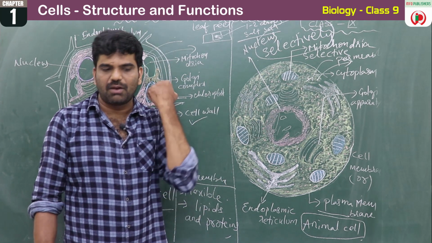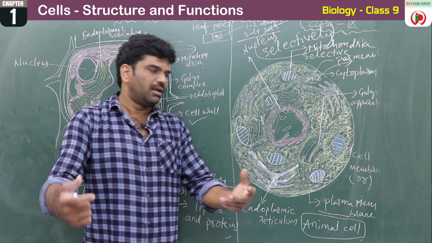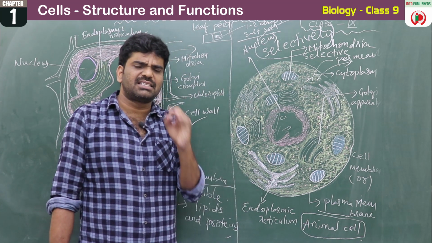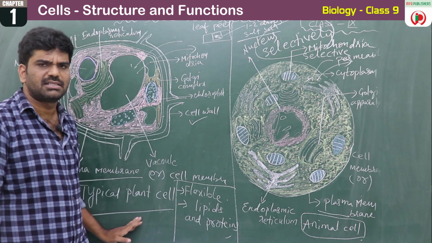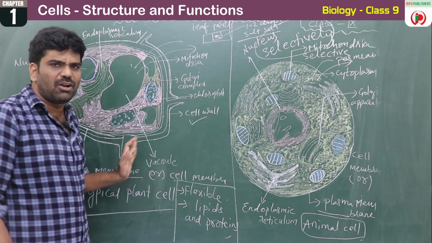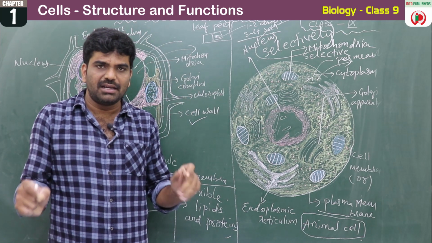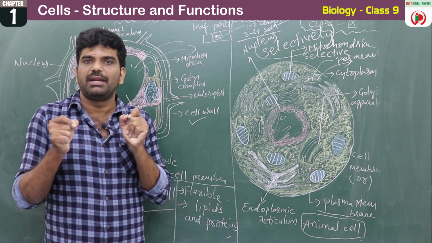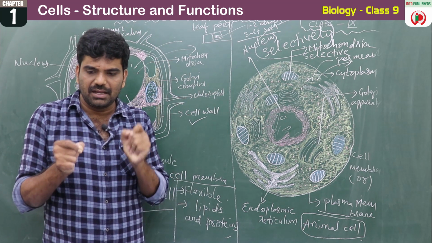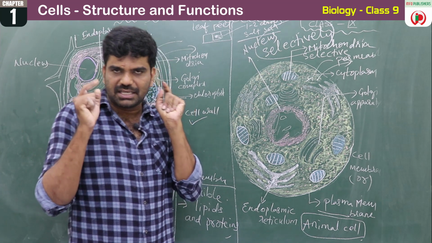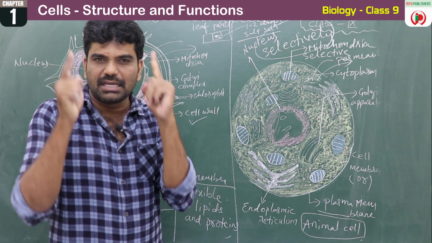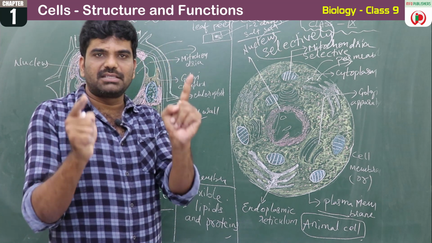And next one is the cell wall. Children, where is the cell wall present? In this cell or this cell? Say, in the plant cell only the cell wall is present. In the animal cell the cell wall is absent. The cell wall is very, very important for the plant cell. This is a unique feature seen in the plant cell only. This is absent in the animal cell.